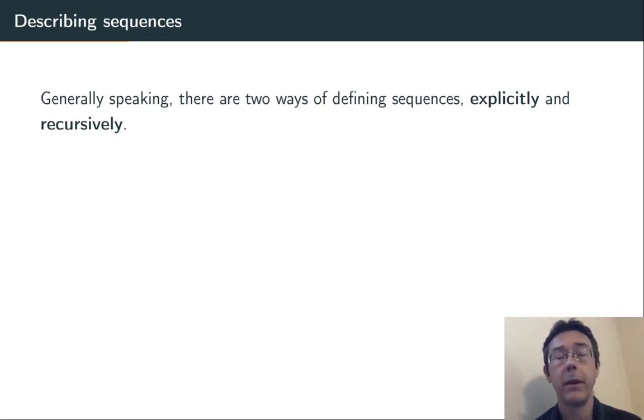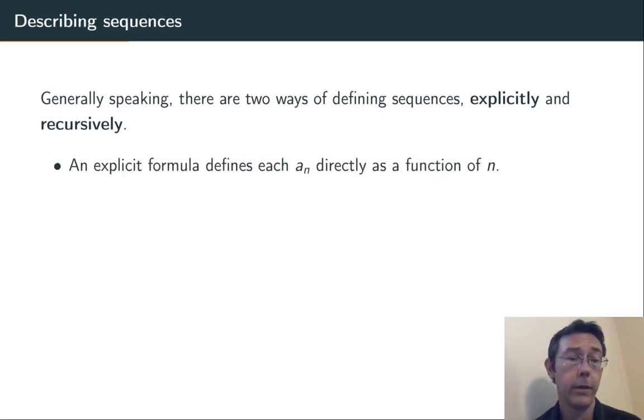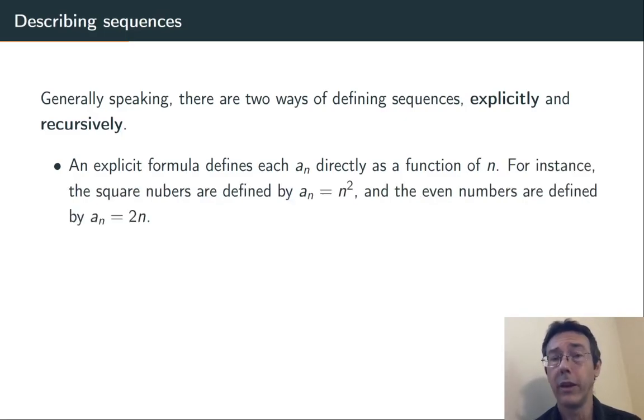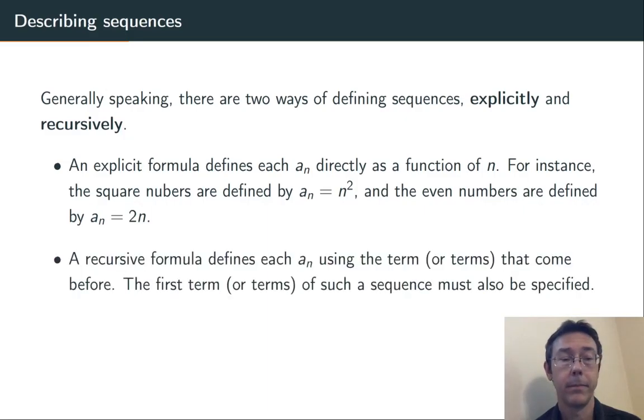There's two fundamental ways of defining a sequence. You can do it explicitly or recursively. An explicit definition for a sequence just gives you a formula. You plug in the n, and you get back the a_n. So for example, with the square numbers, a_n is n squared, and with even numbers, it's a_n equals 2n.